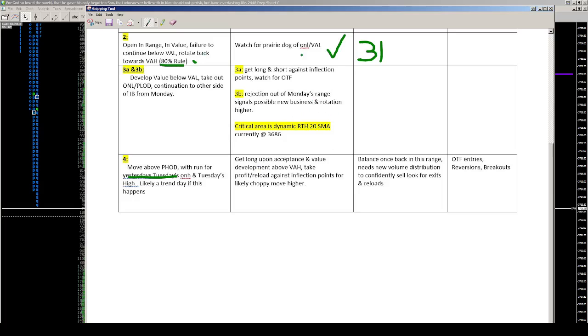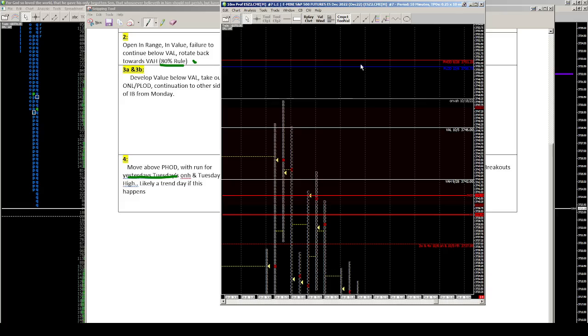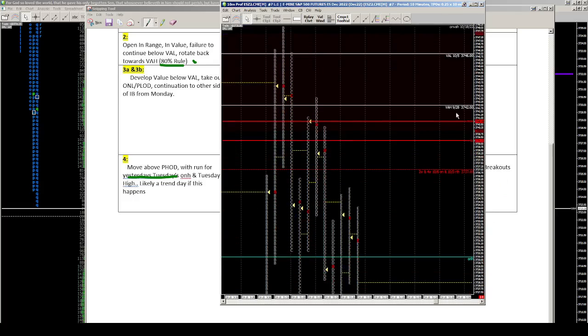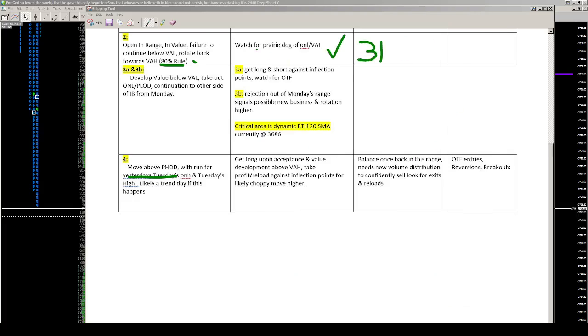That happened, and I mean it didn't happen until B period technically, but the idea. And if you're looking at, I can apply it. You may not be able to in your mind. I can apply it to a smaller time frame. Okay, so we opened up new TPOs, but again, the prairie dogs are going to be an early adopter. All right, so get long upon acceptance and value development above value area high. Take profit and reload against inflection points for a likely choppy move higher.